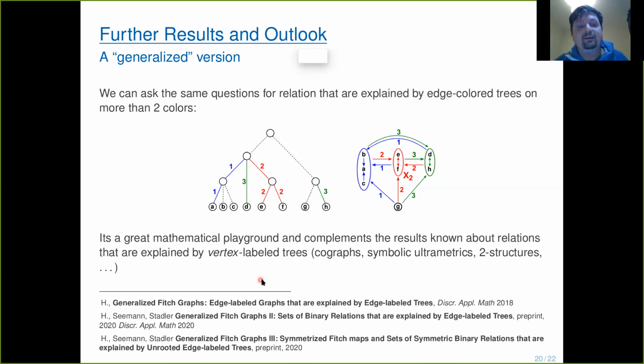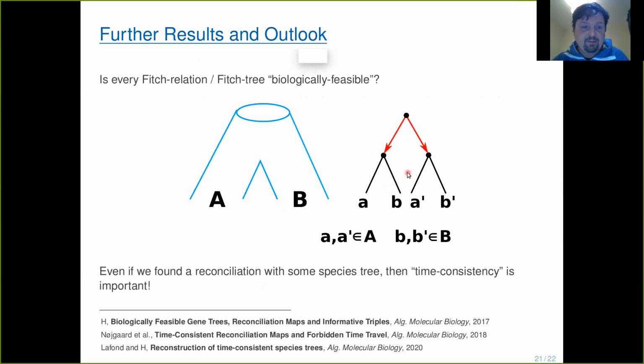Just a bit of outlook. We can generalize now. This is a nice mathematical playground, right? Instead of using a 0, 1 label, why not use a 0, 1, 2, 3, 4, 5, 6, 7, 8 label? And look what happens now. Now you get, so to say, a multi-graph. And the question is now, can I find an edge label tree that still explains this graph? It's a nice mathematical playground, and I like it very much.